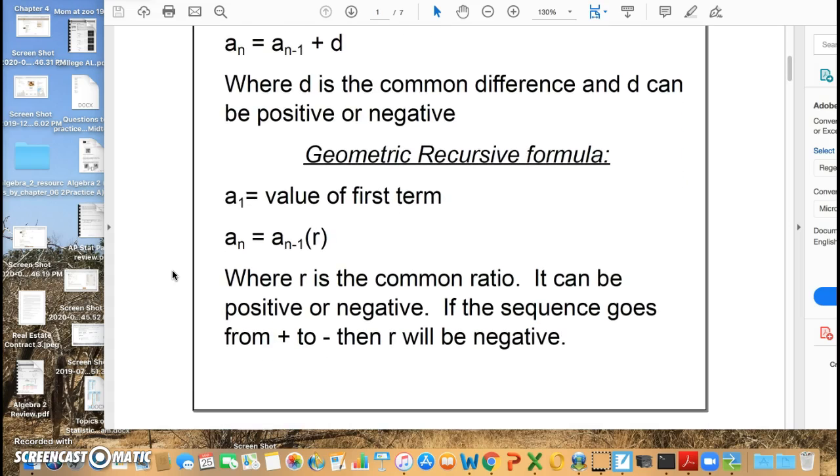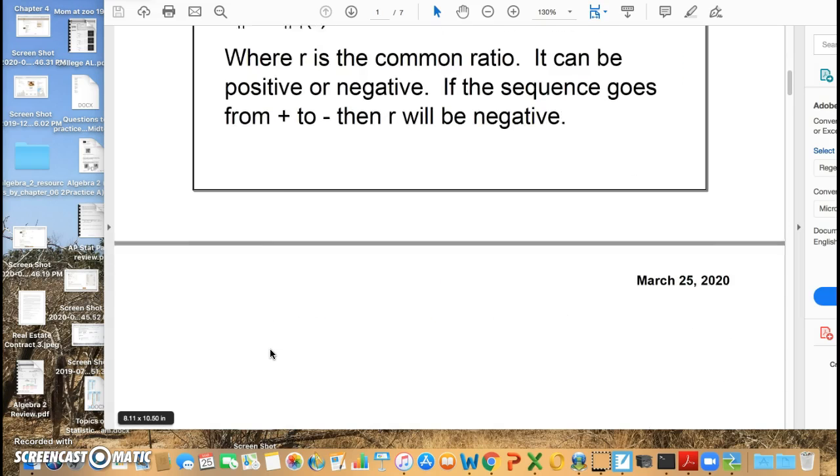The geometric recursive formula is a sub 1, you give the first value, a sub n equals a sub n minus 1 times r, where r is the common ratio, and can be positive or negative. When you look at the sequence, if you see that the values are going from positive to negative, or negative to positive, either way, you'll know that r will be a negative value.